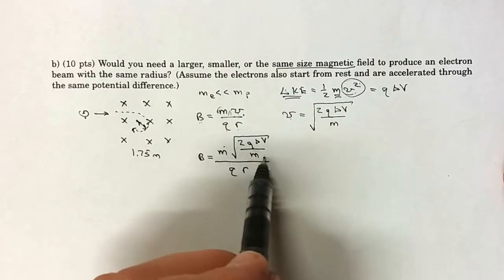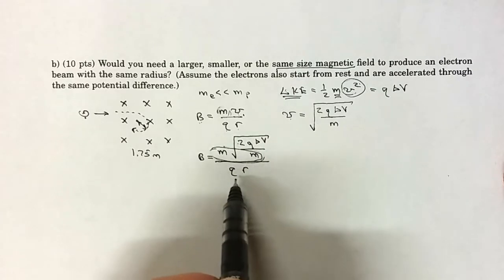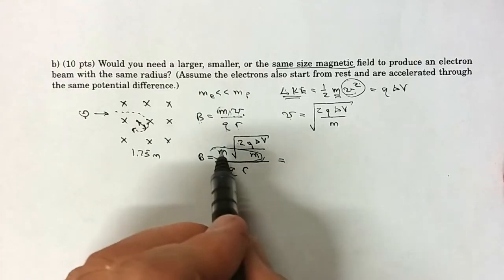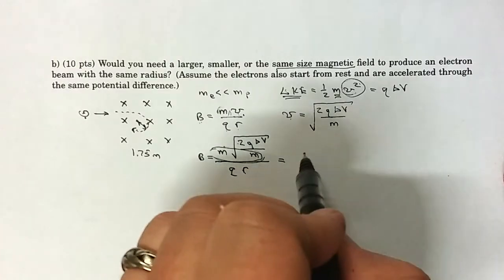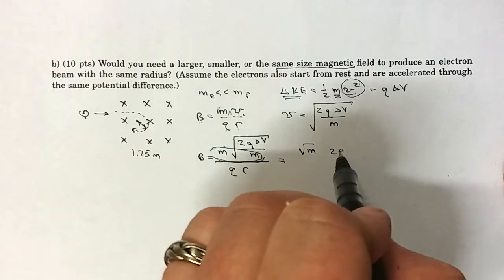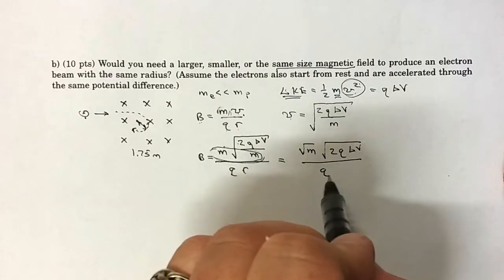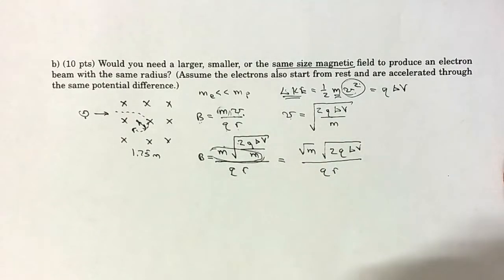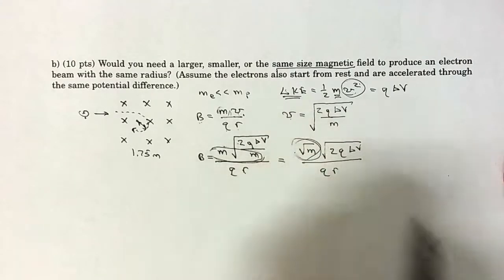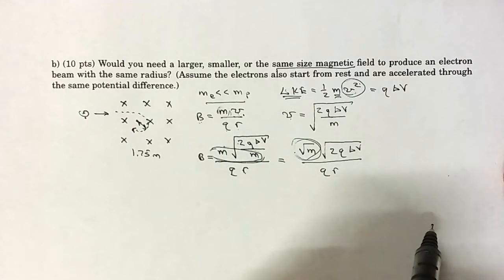Here is where the m shows up. 2 and q and delta V and q and r will all stay the same if we replace the proton with an electron, but m over square root of m would just be square root of m, and then we're left with 2q delta V still under a square root here, divided by qr. Yeah, I could simplify the square root of q over q, but that's not going to change. It's just this square root of m here in the numerator that gets smaller if the mass of an electron is less than the mass of a proton.